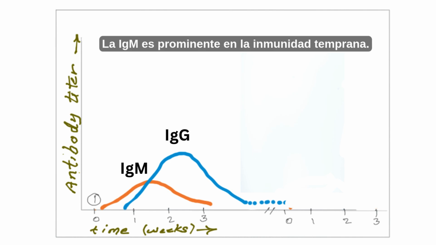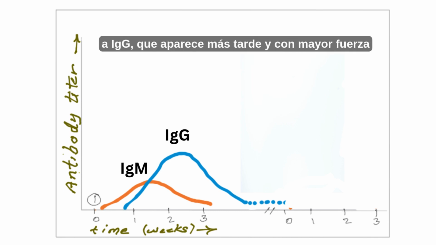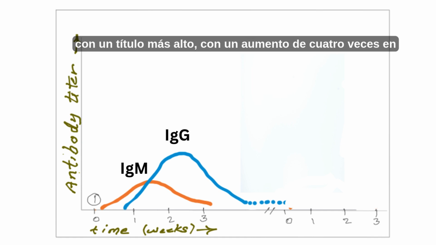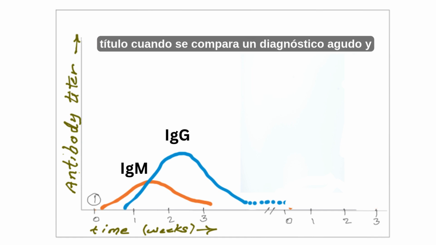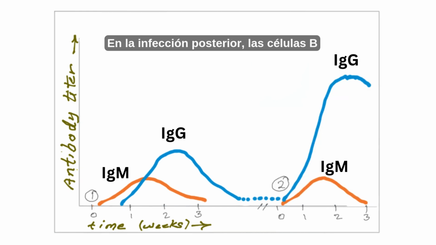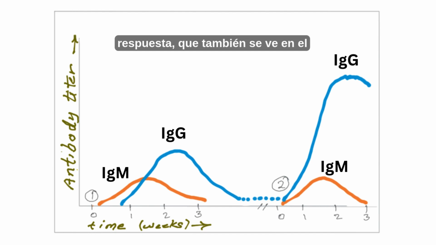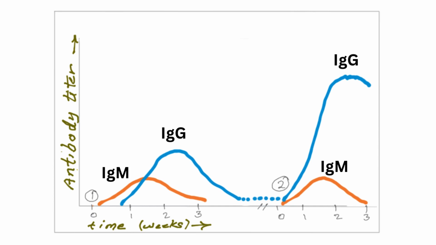IgM is prominent in the early immune response, indicating early infection, as opposed to IgG, which appears later and stronger with a higher titer, with a fourfold rise in titer when you compare an acute and convalescent titer. In the subsequent infection, the B cells and plasma cells mount an even greater and quicker response, known as the anamnestic response, which you also see in the booster shot in vaccinations.